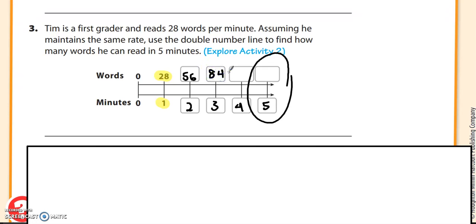And I'll point out something that we noticed earlier. Since we're just going by ones, you could just add 28 to each of these numbers. So for 4 minutes, it'd be 112. And really, I wouldn't even care if you skipped all these. None of these are the answer. The answer is how many words he can read in 5 minutes, and that's 140. And the fast way would have been just to multiply 28 words times 5 minutes. Either way, we followed the directions. And they give us a little bit of line here, so I would say 140 words in 5 minutes.